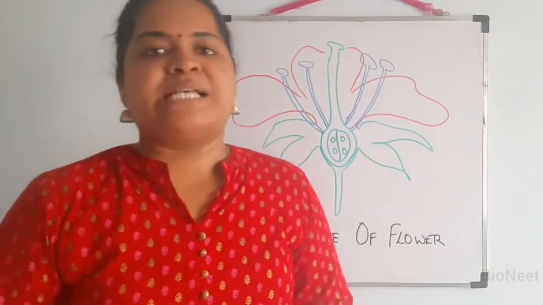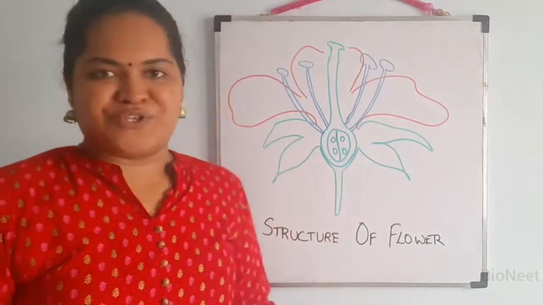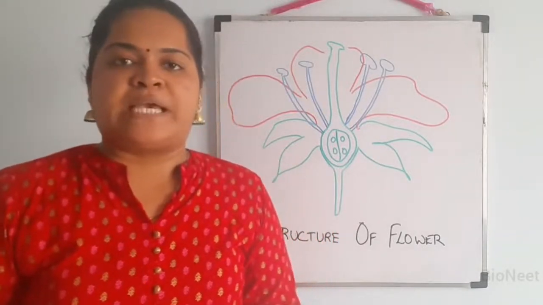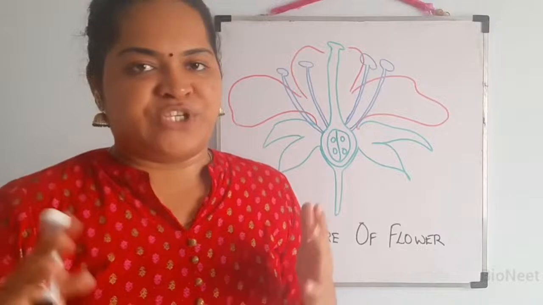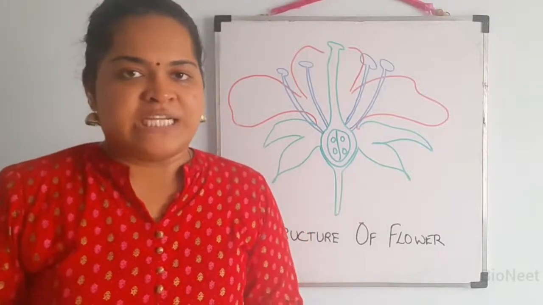Today in this class we'll be talking about the structure of a flower. This topic is from the NCERT Class 10 chapter, How Do Organisms Reproduce?